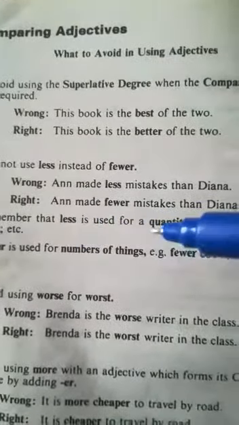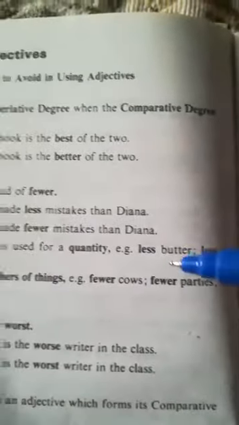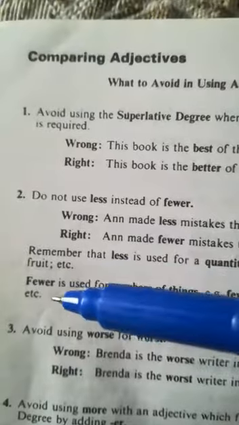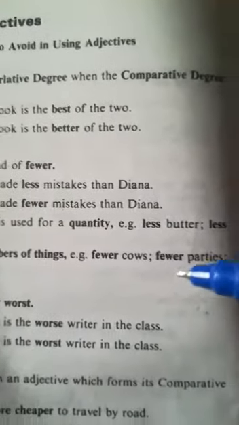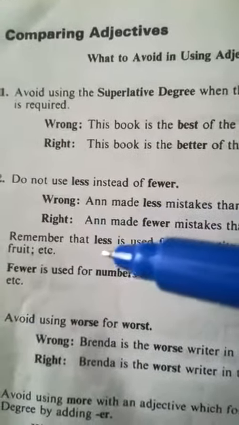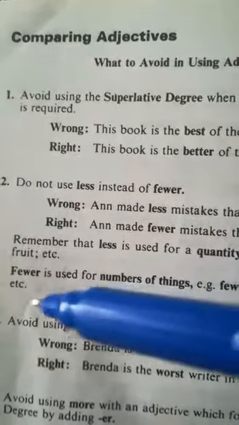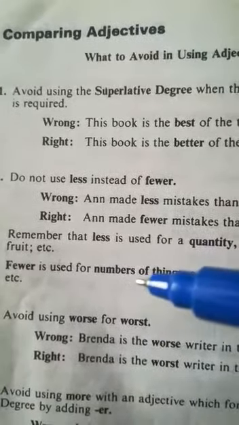Remember that less is used for a quantity, the quantity of anything, like less butter, less fruit, etc. Fewer is used for number of things, like fewer cows, fewer parties, etc. So it means less is used for the quantity, how much, and fewer is used for the number of things, that is how many.